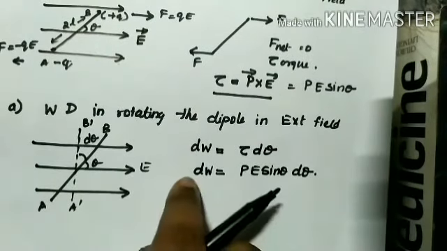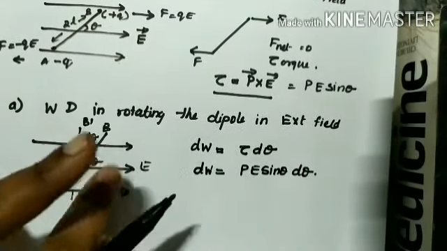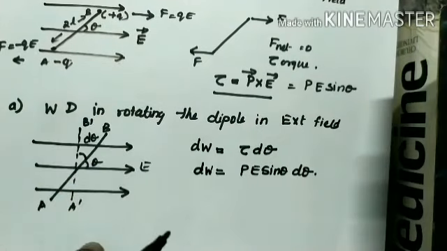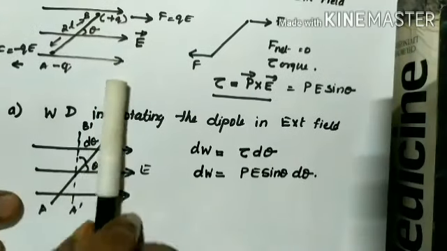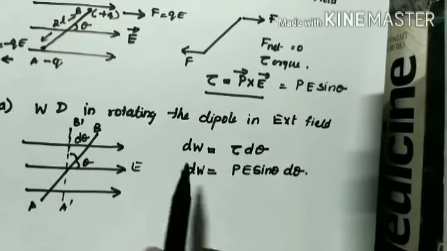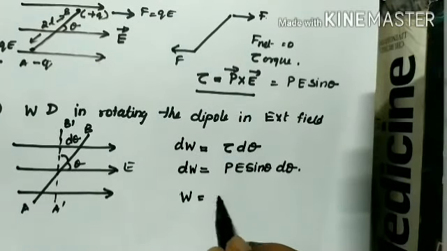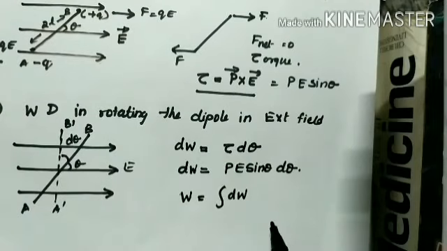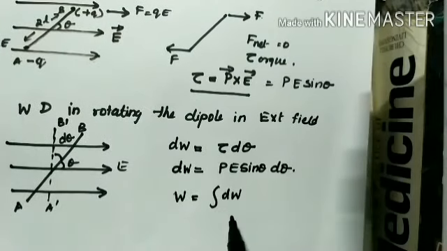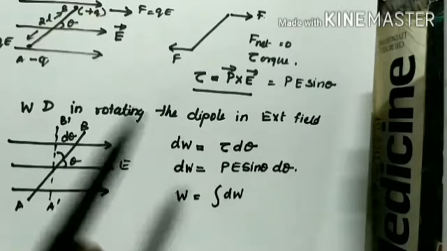Now guys, this work is very small. I'm going to sweep this dipole throughout, so I am going to do a large work. When I sweep it through 360 degrees, that means I'm going to do a lot of work. So I require W. How can I find W? I will integrate dW. So in place of dW, what would I write? PE sin theta d theta.